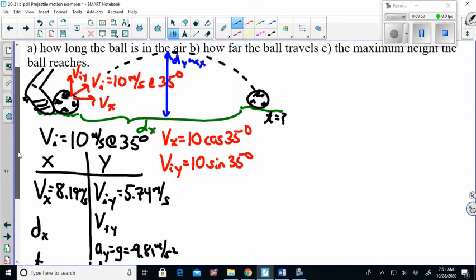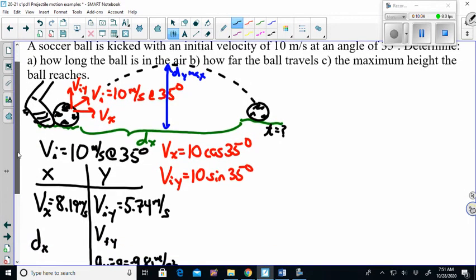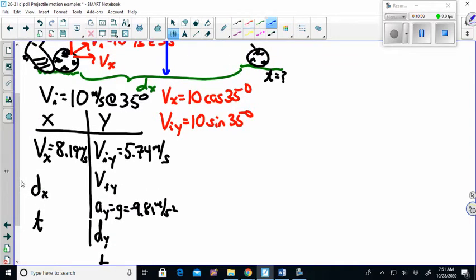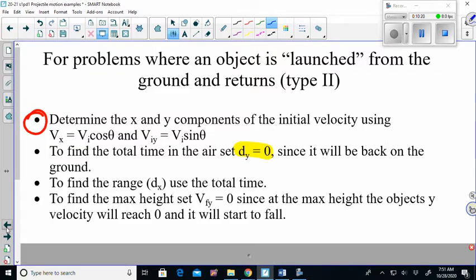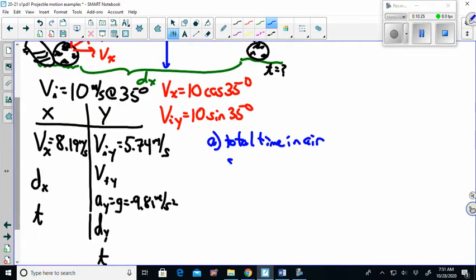So, A says how long the ball is in the air. So I need this total time. So part A, total time in air. According to my reference here, to find the total time, I'm going to set dy equal to 0. So I'm going to make this dy 0 for part A.